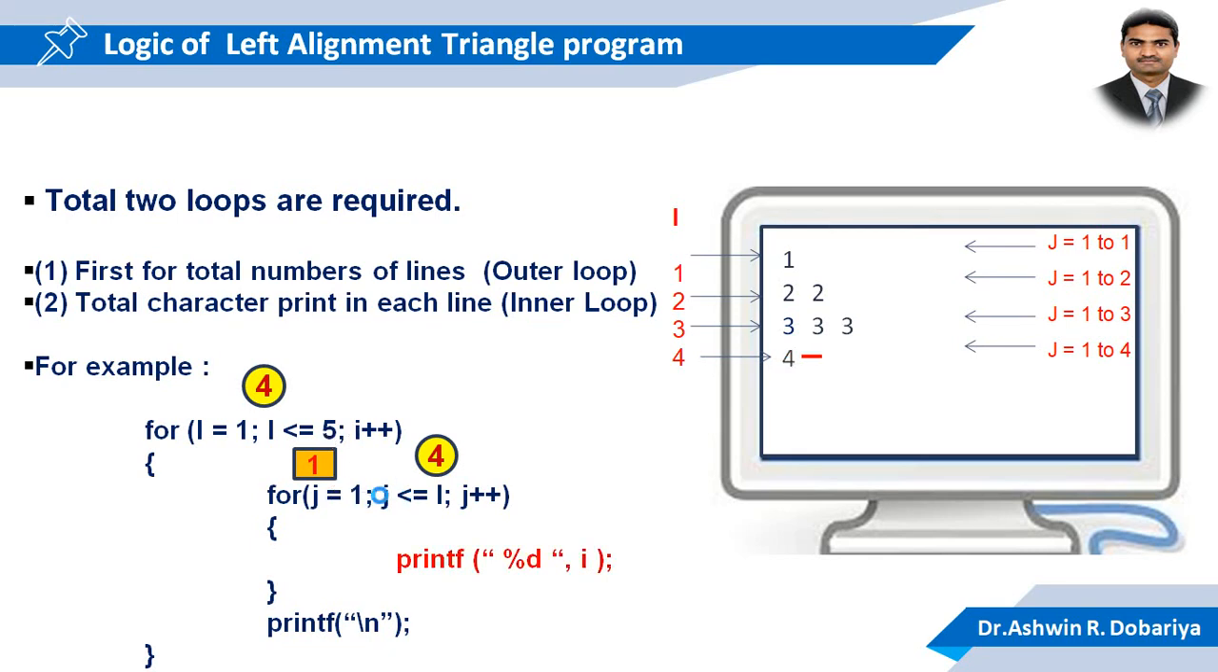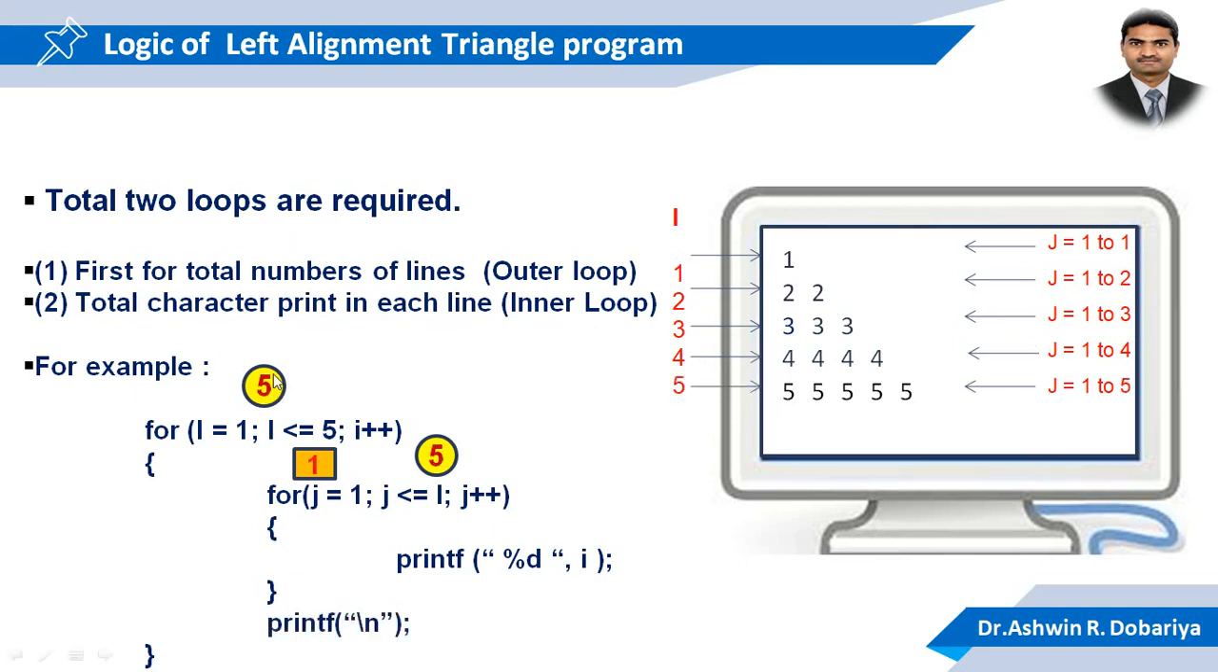Then inner loop j starts from 1, it prints the value of i, now 4. Then again j is incremented, it displays the value of i, again j is incremented by 1, 3, again condition becomes true, display the value 4, again j becomes 4, incremented by 1, again condition becomes true, display the 4. Now j becomes 5, then this condition becomes false, then control will move outside the for loop, and \n means the cursor moves to the next line.